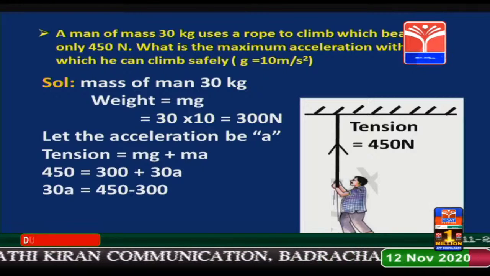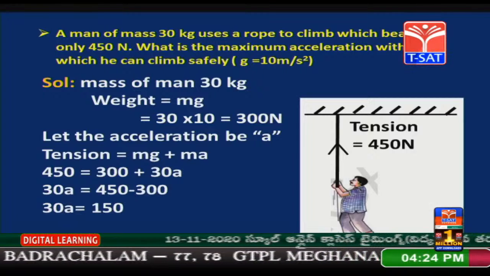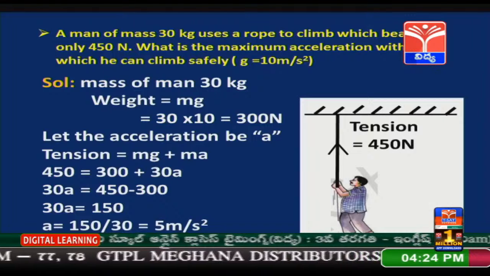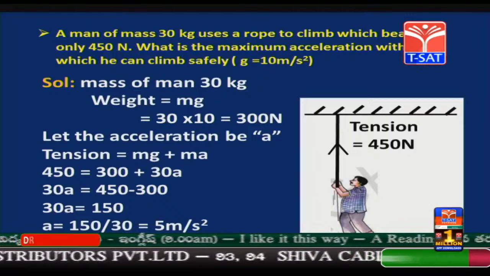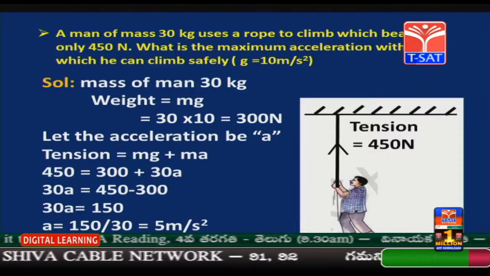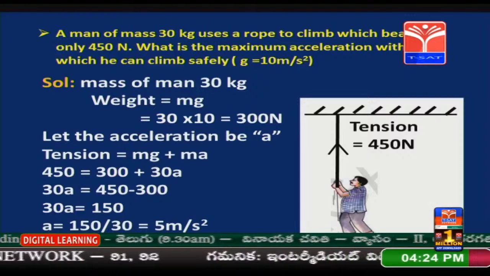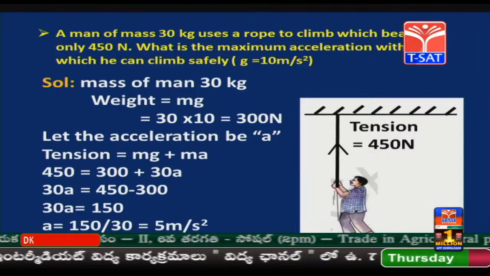So, 30a is equal to 450 minus 300. 30a is equal to 150, which gives us acceleration equal to 5 meter per second square. So, the maximum acceleration with which a person can climb up this rope will be 5 meter per second square.